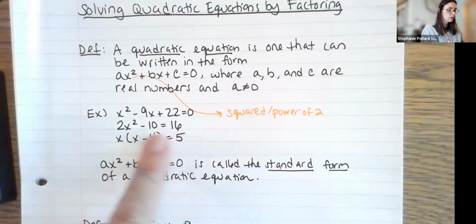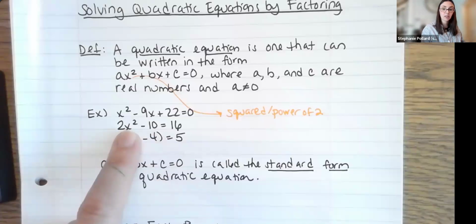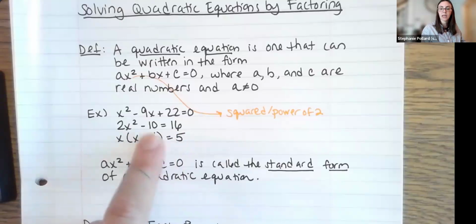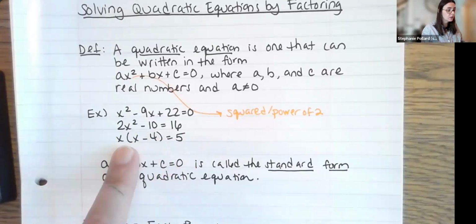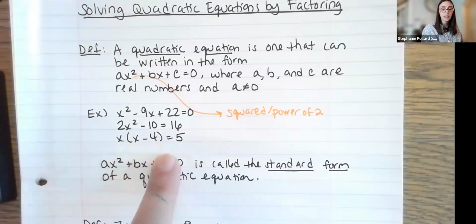So this one is also a quadratic. You can see your highest power there is 2. I could do a little bit of cleaning up, right? Combining like terms with that -10 and 16. This is also a quadratic because if you were to distribute this out, you would have a highest power of 2. You'd have an x squared term there. So this one's a little trickier because it's hidden.